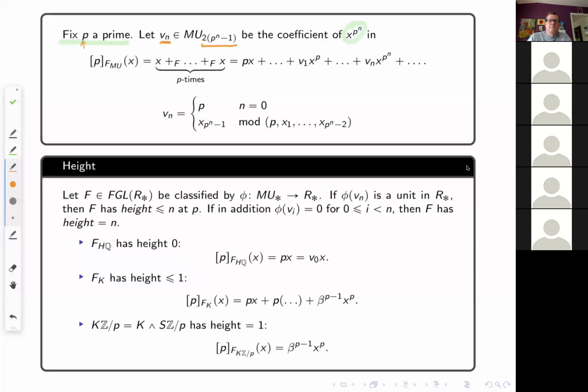So for example, v_0 is p, right? Because the first term has to be px, you can check that. And v_1 is the coefficient of x^p, and so on. And if you mod out by everything that came before, then you'll get that v_n is congruent to the x_{p^n-1} generator in pi star MU.